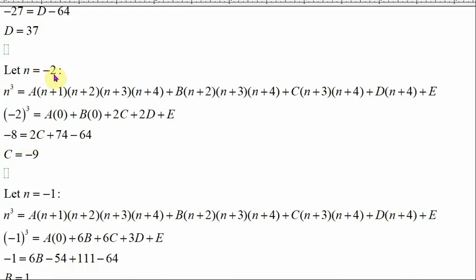And I'll let n be negative 2. Then this term right here will be 0. And when n is negative 2, we get 1 here and 2 here. So 1 times 2 is 2c. And here, negative 2 plus 4 is 2, so we get 2d plus E. E is negative 64. D is 37. 37 times 2 is 74. And then here we get negative 8. And so C will be negative 9.